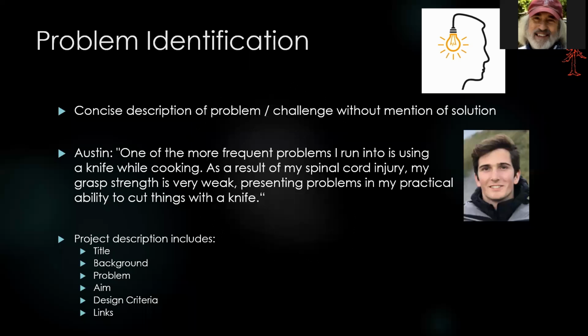As an example of that, this is Austin here, and he's a Stanford student. He's a wheelchair user, and he has a spinal cord injury, and this is what he proposed as a project last year. So let me read it, and I want you to understand why this is a really suitable description of the problem. He says, one of the more frequent problems I run into is using a knife while cooking and food preparation. As a result of my spinal cord injury, my grasp strength is very weak, presenting problems in my practical ability to cut things with a knife. So that's perfect. That's the problem identification. Perfect.